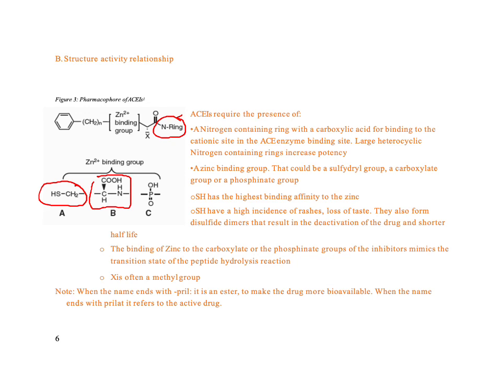Now, if you notice here, I've mentioned that X is often a methyl group. Now, something to remember, when the name ends with pril, it's an ester, okay? And it's done to make the drug more bioavailable. When the name ends with prilat, it's not an ester, it's actually the active drug. So let's move on from here. It's an important fact, and we'll take a look at it in the coming slides.